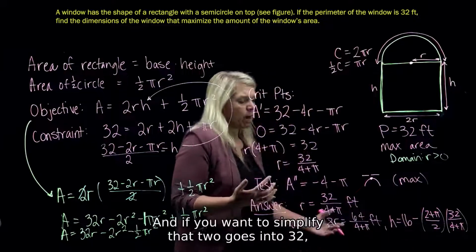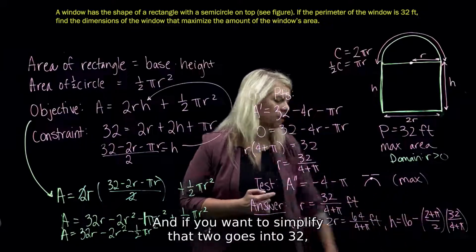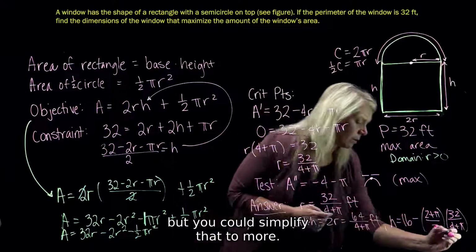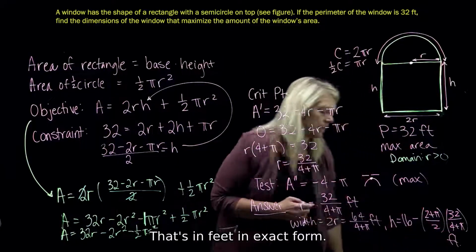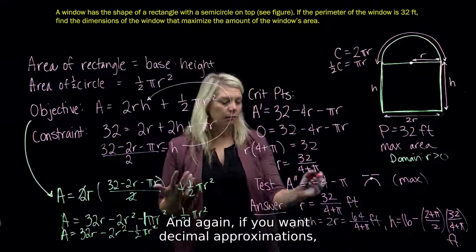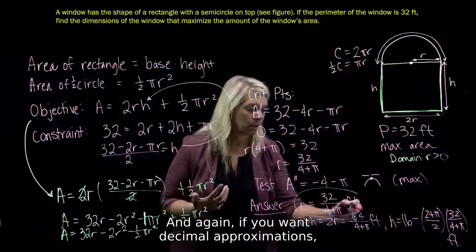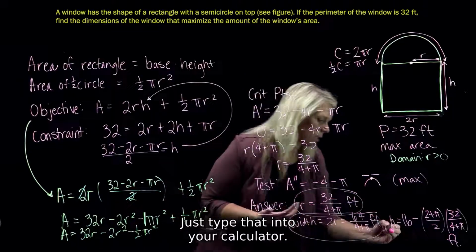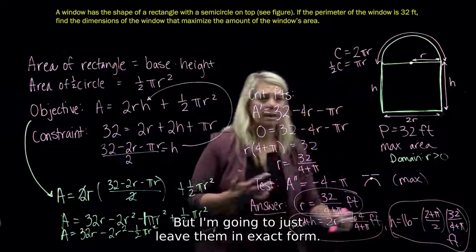All right, and if you want to simplify that, 2 goes into 32 16 times. These don't cancel, but you could simplify that some more. That's in feet in exact form. And again, if you want decimal approximations, you can get those. Just type that into your calculator. But I'm going to just leave them in exact form.